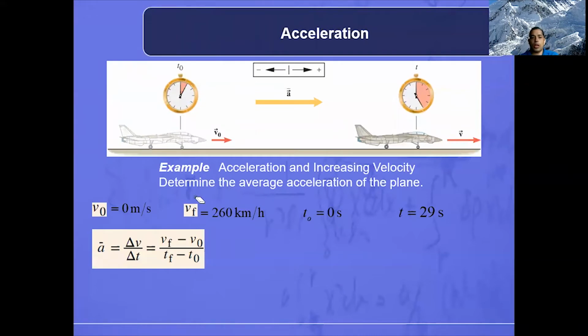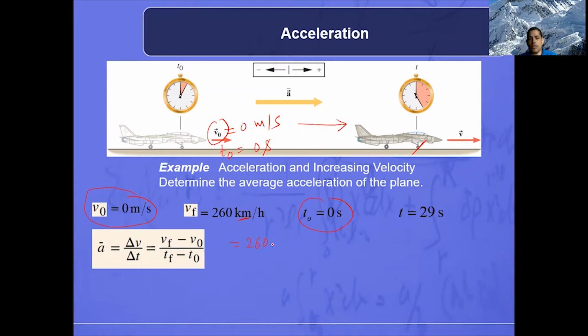Okay, this is an example. We have the velocity v0 equals 0 meter per second, as you can see here, and time is 0 second, right? So v0 equals 0 meter per second and t0 equals 0 second. And the velocity goes on increasing, and at this point velocity becomes 260 kilometer per hour. Now we have to change this kilometer per hour to meter per second. MKS, remember, MKS. So this is meter and second. So let's change 260.